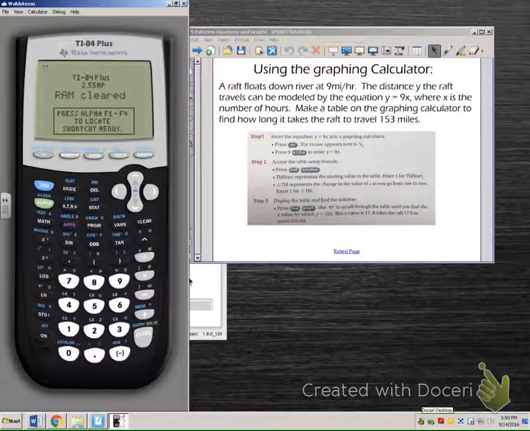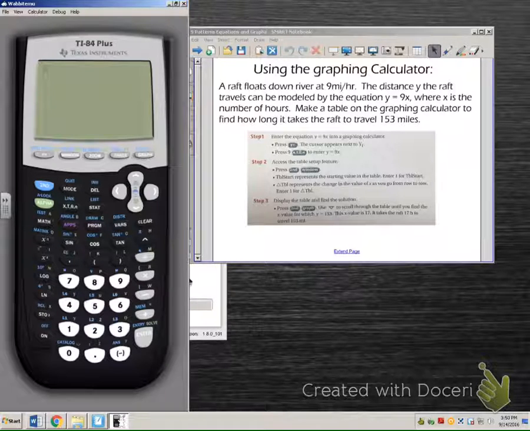Okay, today in class we're going to look at how to use the graphing calculators a little bit along with this lesson. It says a raft floats down river at 9 miles per hour. The distance y the raft travels can be modeled by the equation y equals 9x, where x is the number of hours. Make a table in the graphing calculator to find how long it takes the raft to travel 153 miles. So in order to be able to do this, you've got to know how to use the calculator.